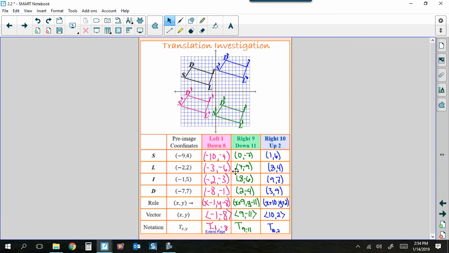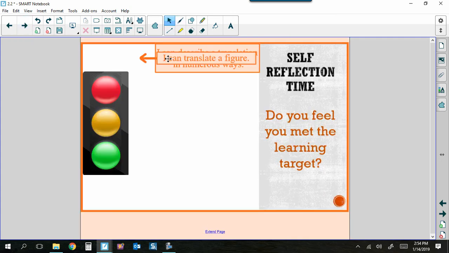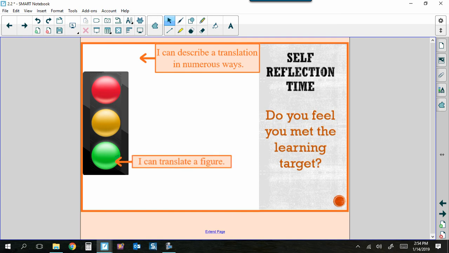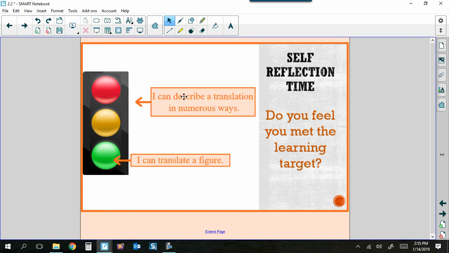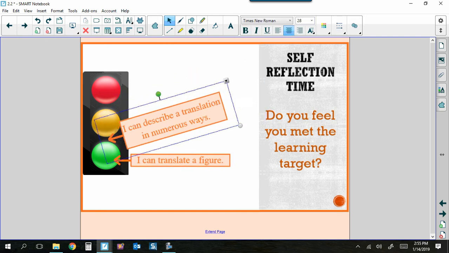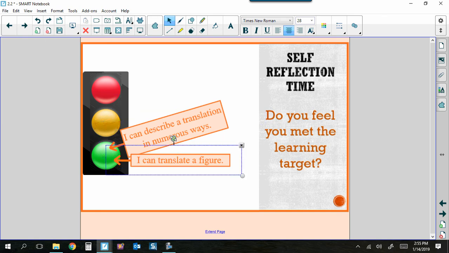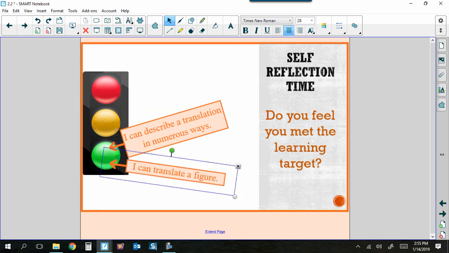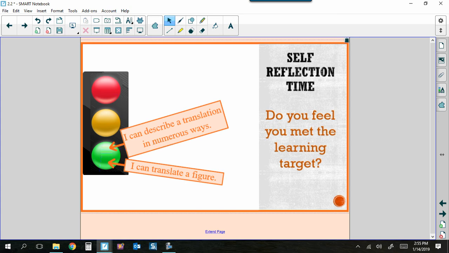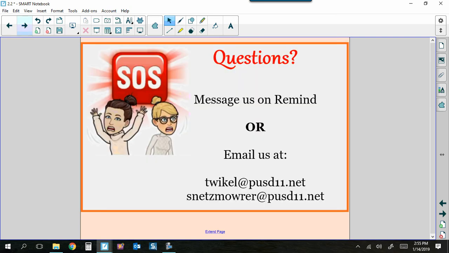Not so bad. So hopefully you guys feel confident in translating a figure and in describing a translation in the different ways, meaning can you write the vector, can you write the rule, can you describe the notation? If we were to ask you to perform a translation in any one of those fashions, would you be able to confidently perform it? I think we could.